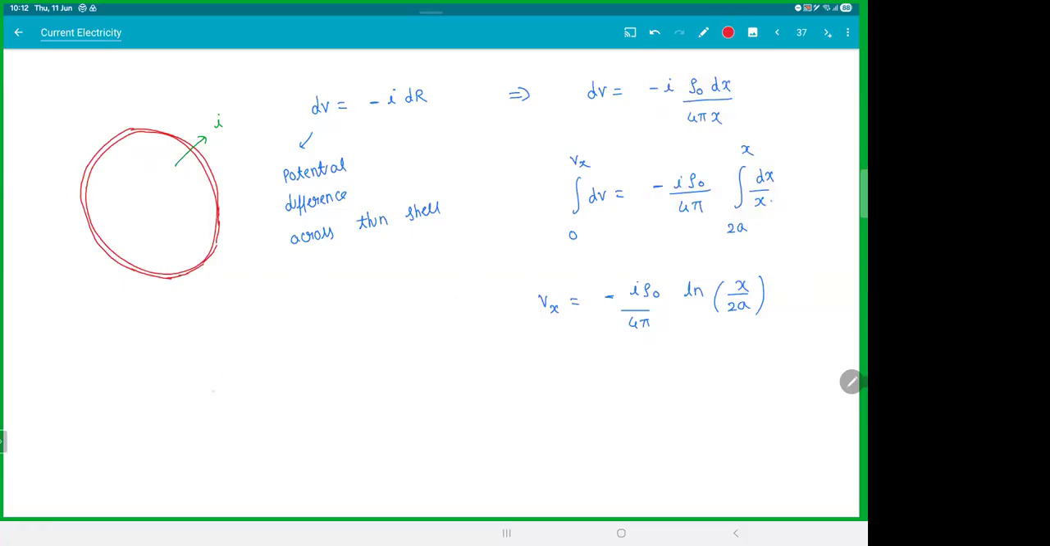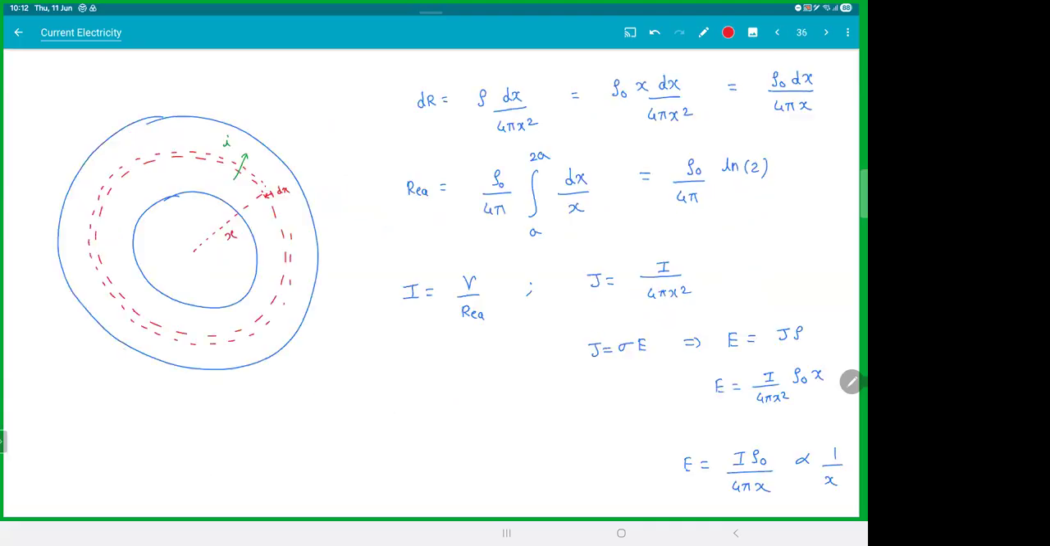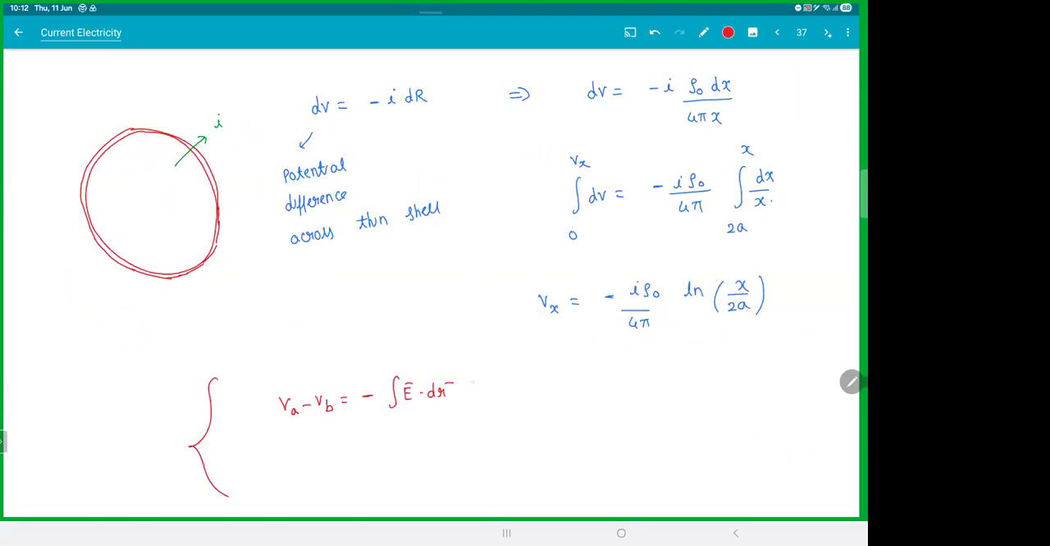Or there is an alternate way. Electrostatics. VA minus VB is equal to minus integral E bar dot dr. Remember this? Since you know the electric field from here, you can integrate and get it. That also works. All clear with this? Yeah. Let's see one more.